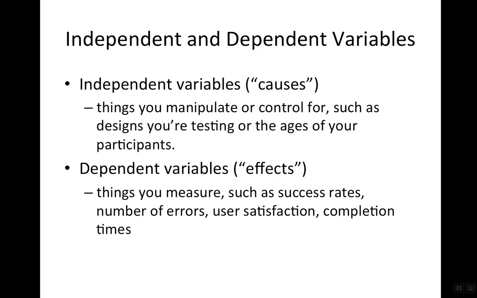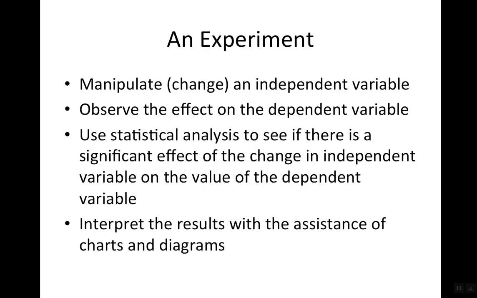The main idea is that we have causes and effects, and we want to use independent and dependent variables in an experiment to see which causes and effects are actually happening. So independent variables are things you manipulate or control for, and dependent variables are the things that you measure. And we'll give you an example.